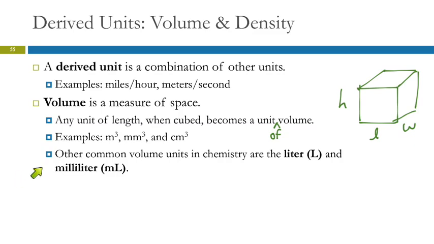Other common volume units in chemistry are the liter, which has the abbreviation capital L, or the milliliter. What does milli mean? 10 to the minus 3. So this is equal to 10 to the minus 3 liters. If you're a little rusty on your exponents and stuff, if we have a negative exponent here, that's the same as 1 over 10 to the third. So a milliliter is 1/1000th of a liter.